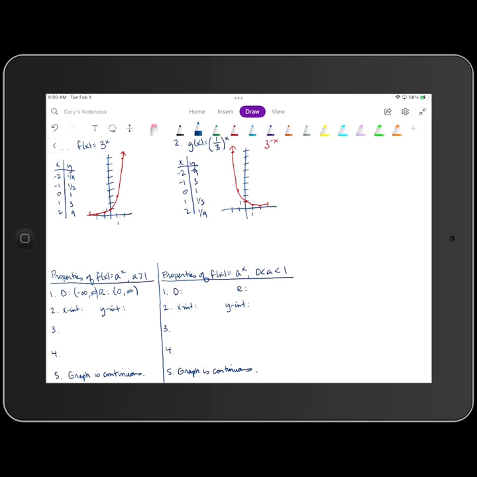For the x-intercept, there is no x-intercept, so that graph is never going to touch or cross the x-axis. The y-intercept takes place at the point 0, 1.